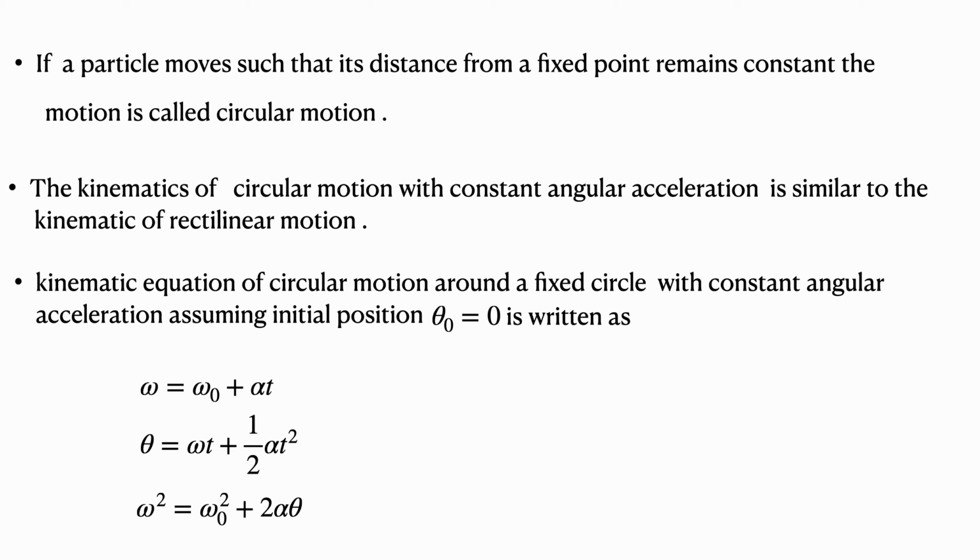The kinematic equations of circular motion around a fixed circle with constant angular acceleration, assuming the initial position theta naught equals 0, are written as omega equals omega naught plus alpha t, theta equals omega t plus half alpha t square, omega square equals omega naught square plus 2 alpha theta.